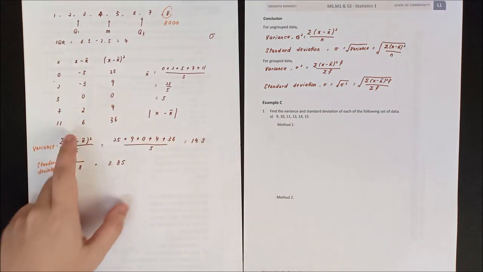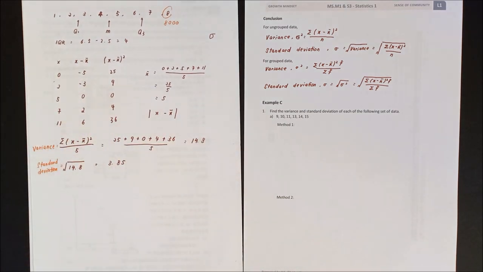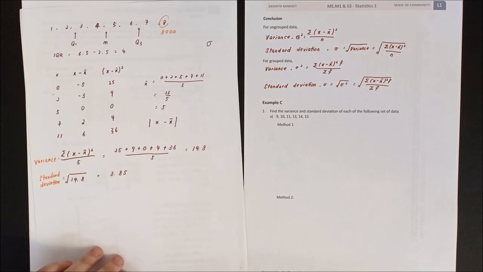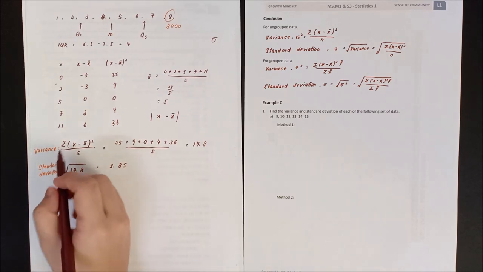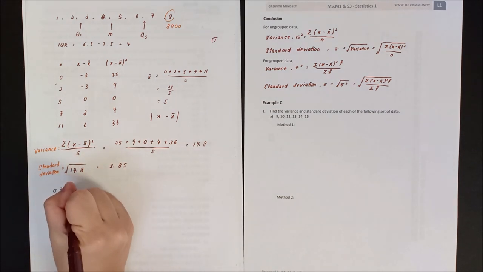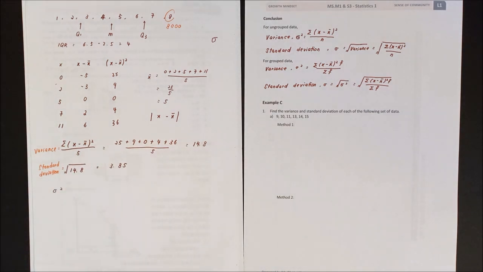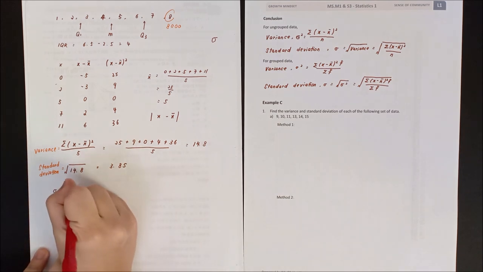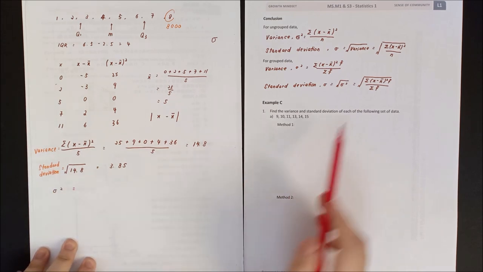If I don't want to build this table, then what do I need to do to find my variance? I'll use another color so maybe you can see that. Equals to, okay, so I write down the formula.